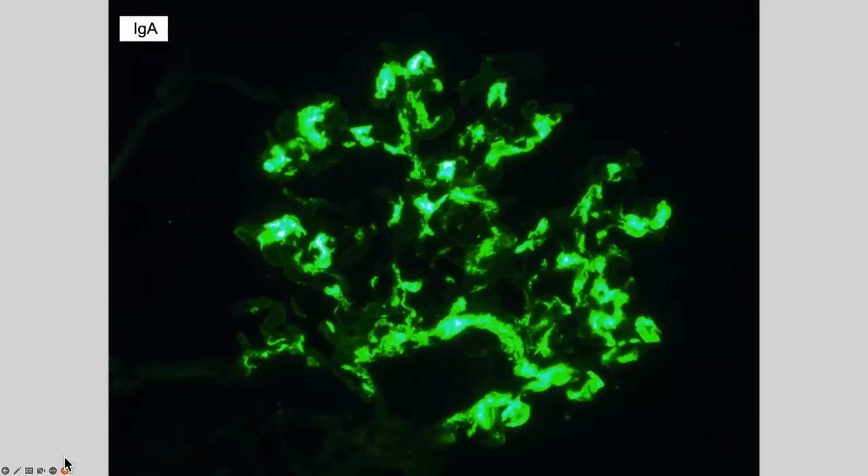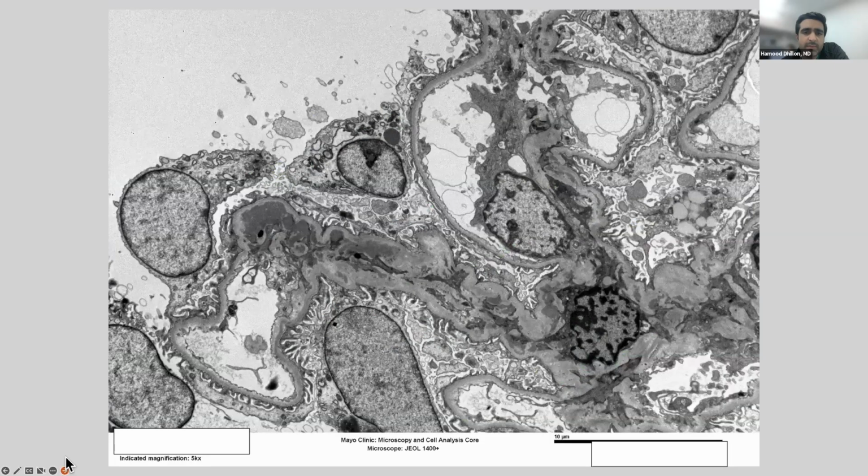All right, so this immunofluorescence is strongly positive for IgA. This looks like it's a mesangial deposition. Yes, mostly, and I think all of it is mesangial deposition. And now we have the EM.